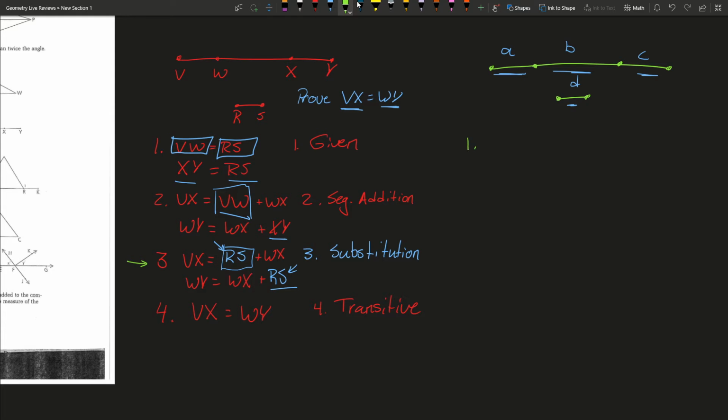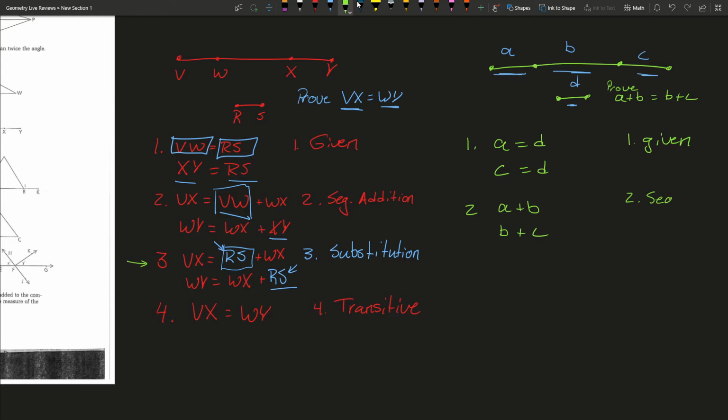So step one, we know that A is equal to D. And we also know that C is equal to D. And that's given. And we're trying to prove that A plus B is equal to B plus C. Alright, so step two would be to get an equation for A plus B. We kind of already have that. So these are just equal to themselves, so I'm not going to rewrite that.